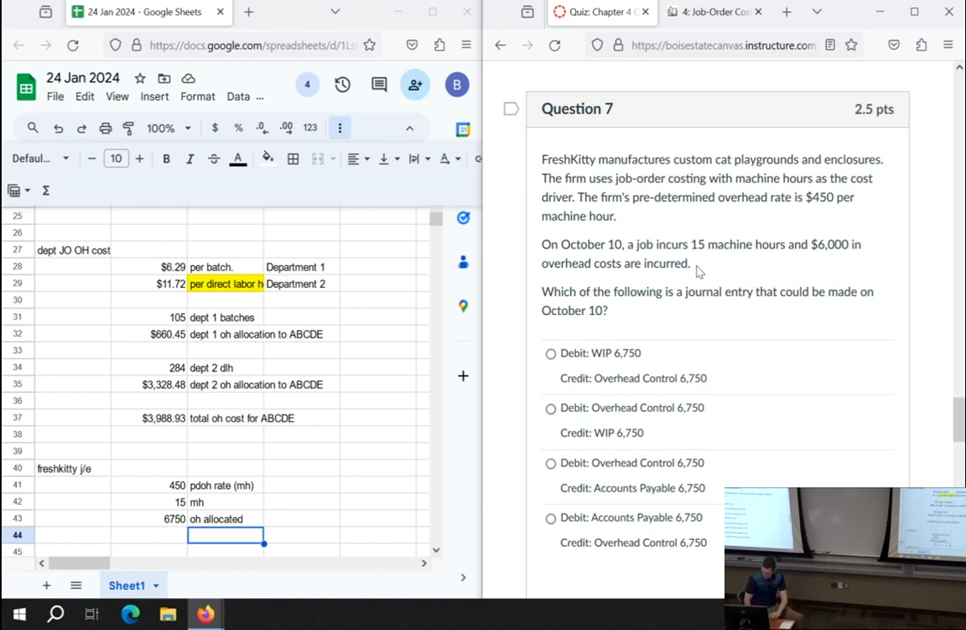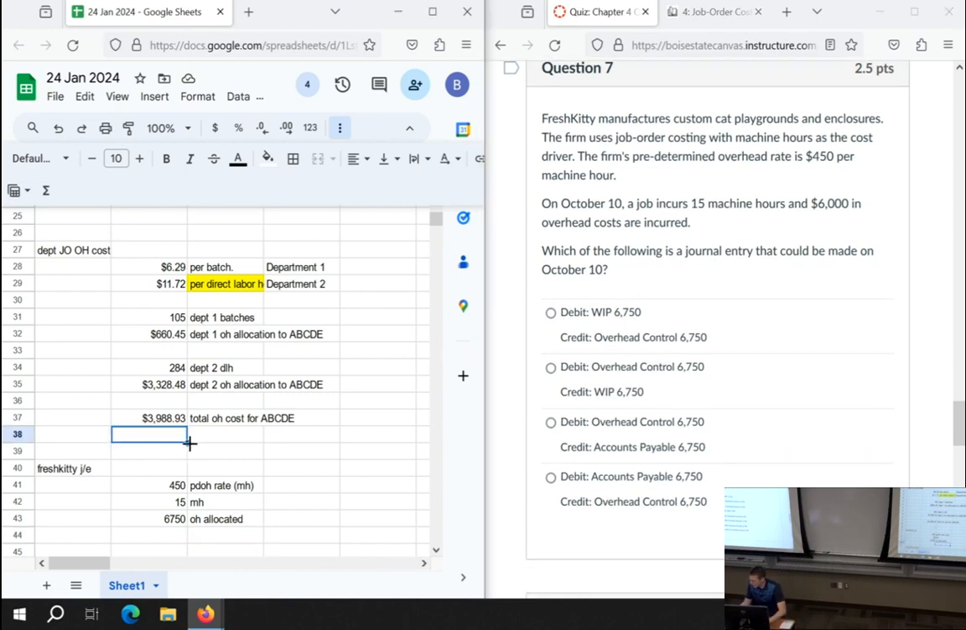I'll do it on the board here for reference. So I set up the overhead control account the way we do.